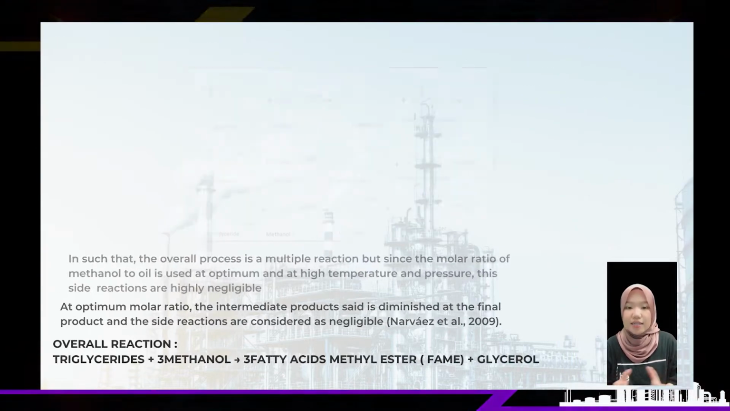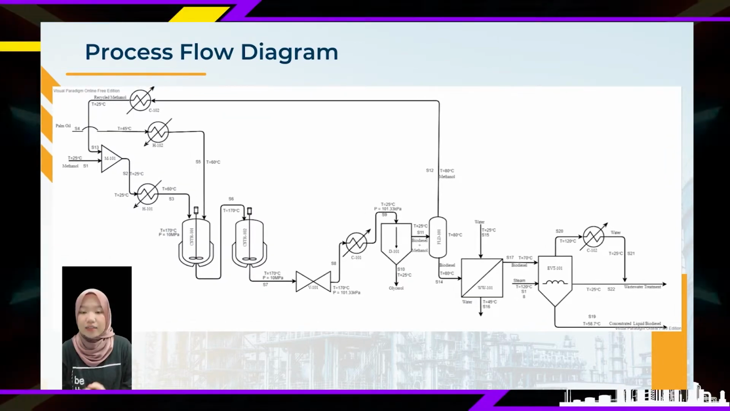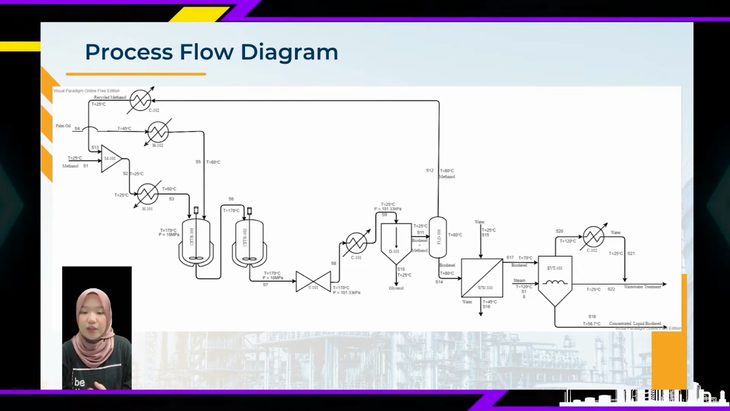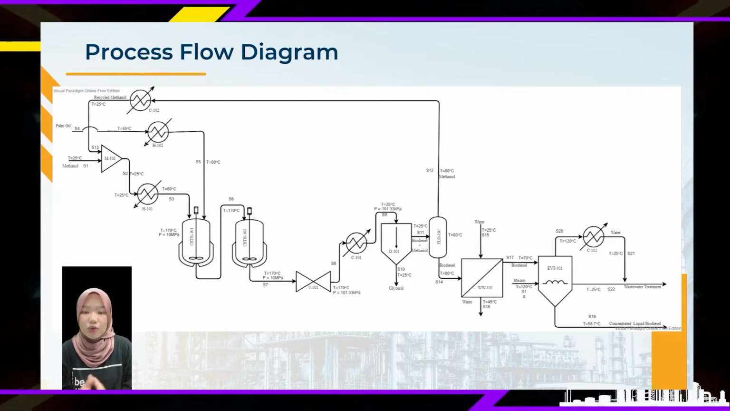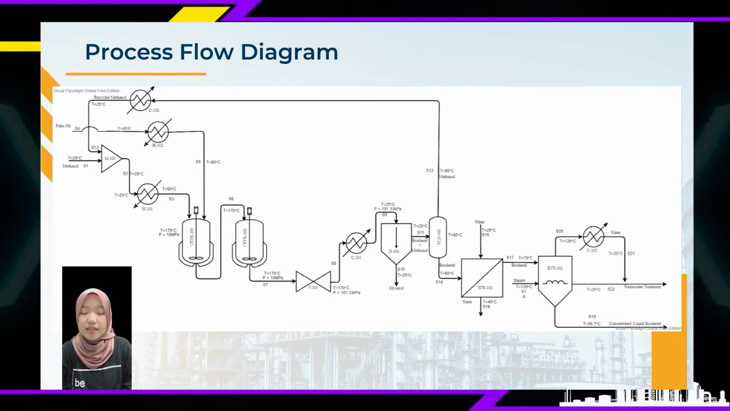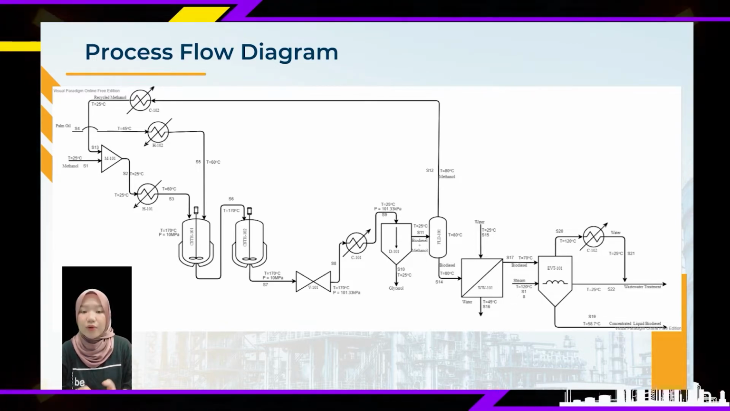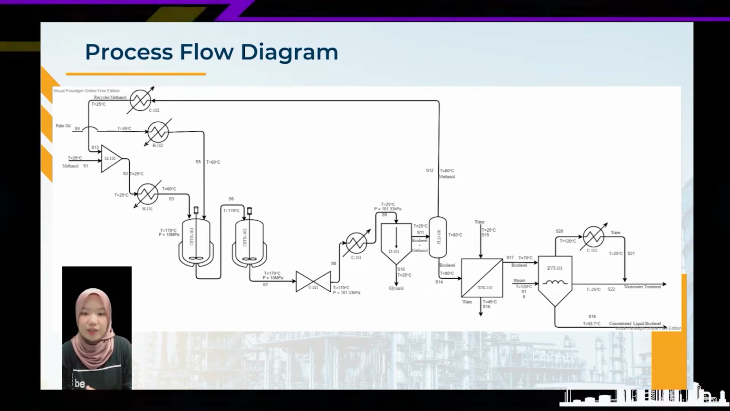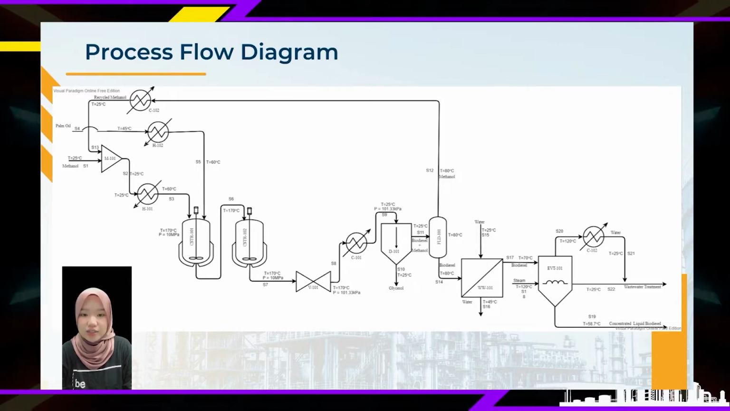Next is the overall process flow diagram. The diagram here shows the whole plant of the biodiesel production that is proposed by our group. As you can see, there are 2 CSTRs arranged in series and 4 separators that separate the glycerol, recover the methanol to be recycled, and wash the biodiesel with water to remove impurities, and finally evaporate the biodiesel to get high quality concentrated biodiesel.